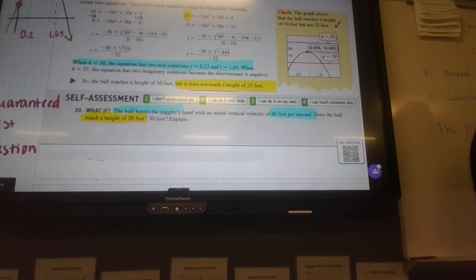So is this dropped or launched? This is launched, right? It's getting thrown. So I'm going to start with the model.